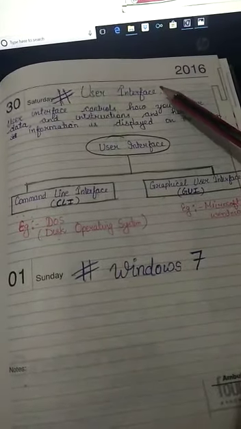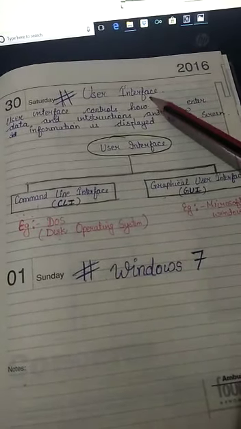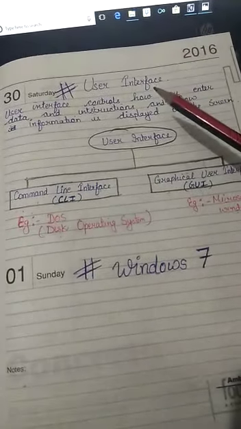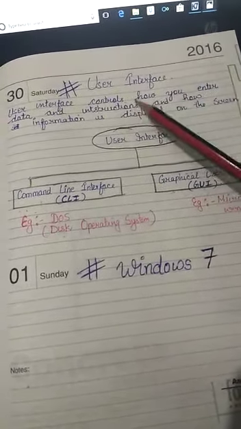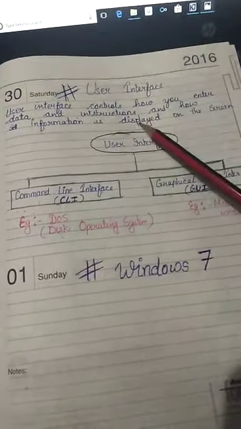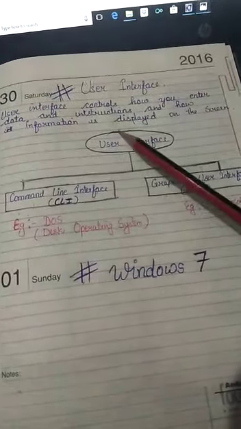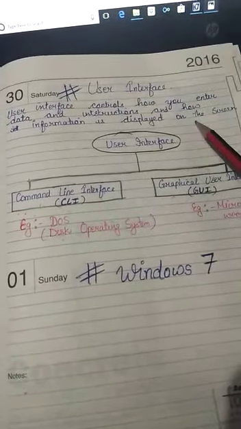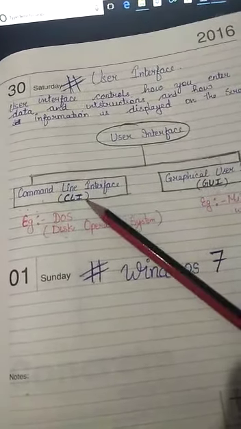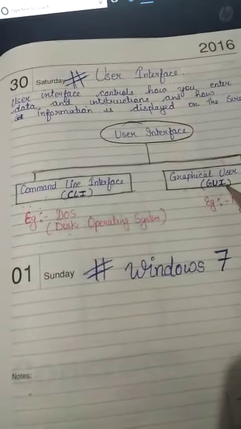Next topic is user interface. We need a user interface to interact with the operating system, and user interface controls how user enter data and instructions and how information is displayed on the screen. There are two types of user interface. First is CLI and next is GUI.